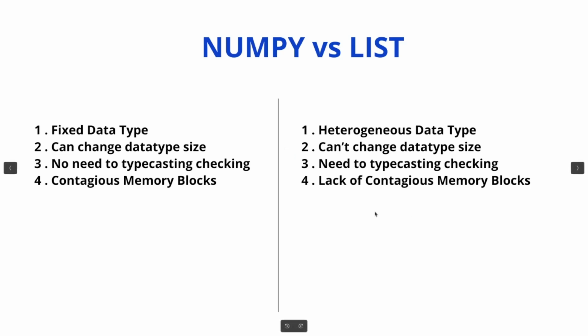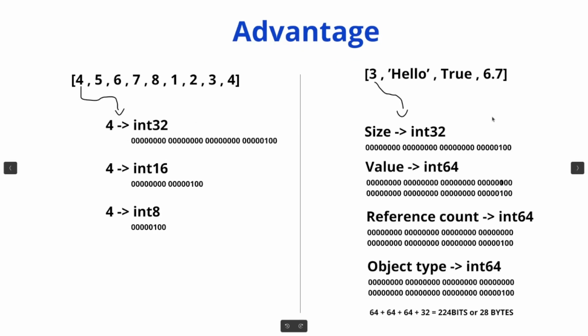First of all, we have the difference table between the NumPy array and the list. These are several points, and to understand these points, first we need to see the visualization. The first point is fixed data type and heterogeneous data type. As you can see, in a NumPy array we have a fixed data type, meaning if we define our NumPy array as an integer array, we can only store integer data.